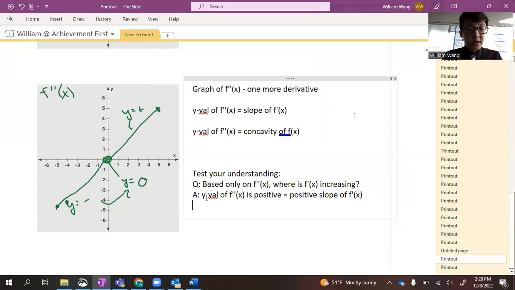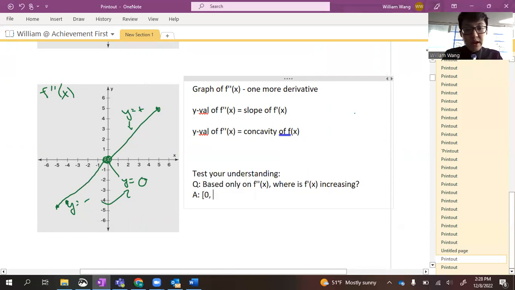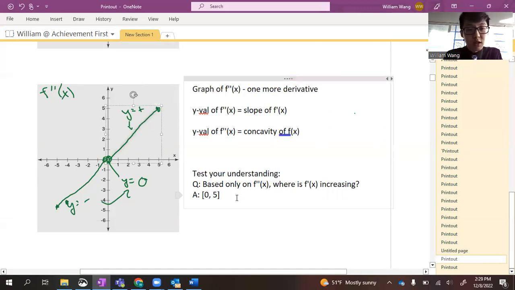So where is it actually increasing? Well, when my y values are positive. My y values are positive from 0 to 5, so that would be my answer. Based only on f double prime of x, where's f prime of x increasing? f prime of x would be increasing when f double prime of x is positive, and it's positive in this section right here that it conveniently highlights for me.